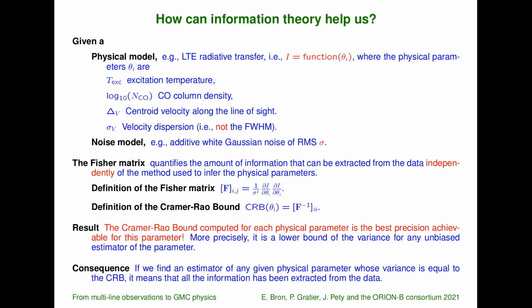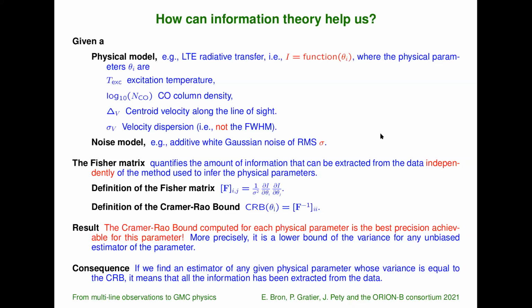The second thing we will use is a noise model, and we will assume that we have additive white Gaussian noise of typical RMS sigma. So Fisher has shown that if you have one given physical model and one noise model, you are able to quantify the amount of information that can be extracted from the data, completely independently of the methods you will use to extract it.